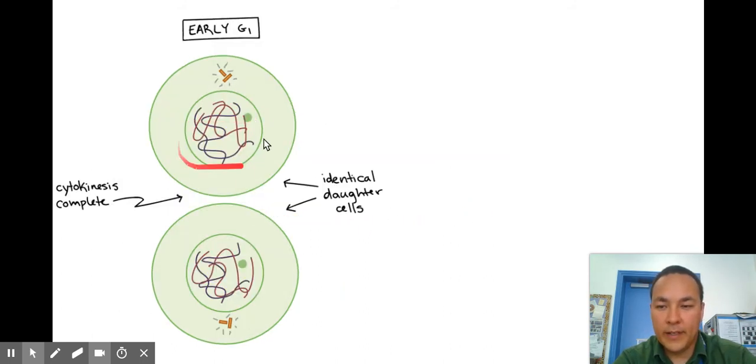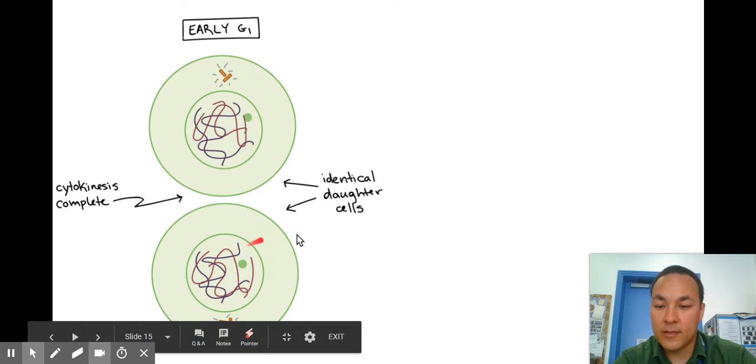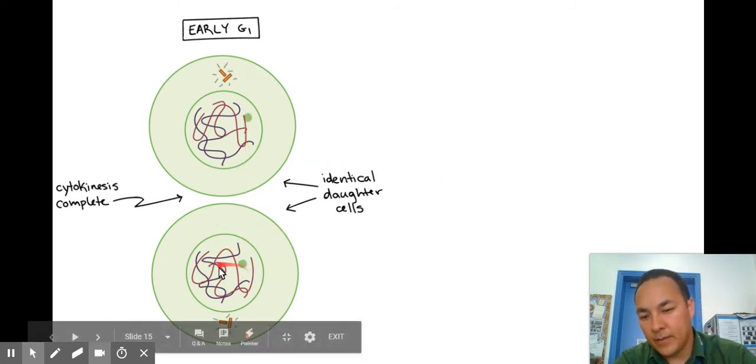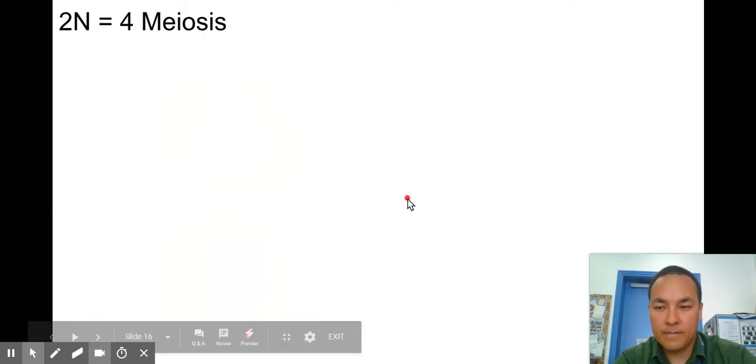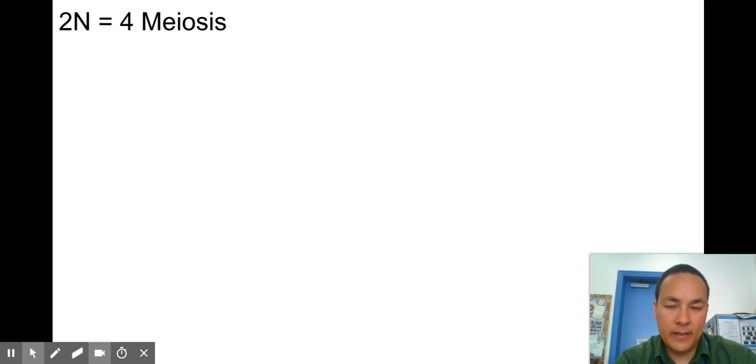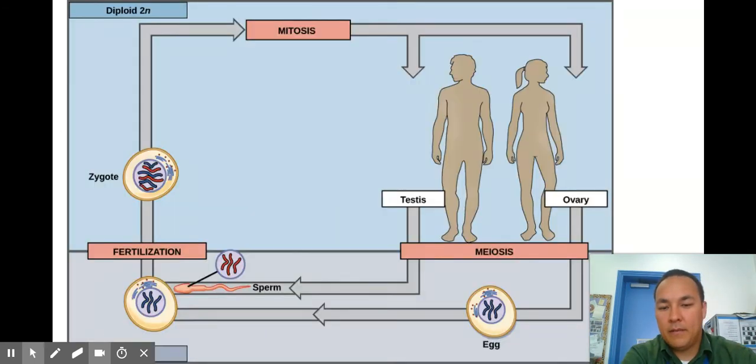And here it is. So here they are in early G1. Notice that they're a little smaller, right? They're going to need to grow, but they're in a different orientation, but they're the same chromosomes. All right, so I hope that was helpful.